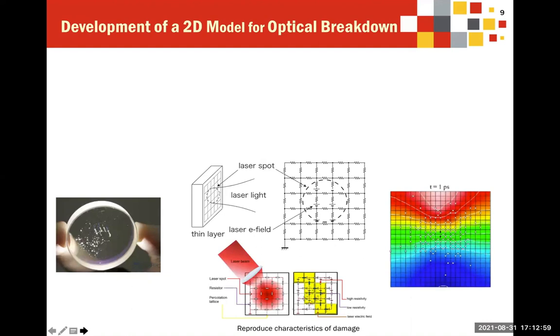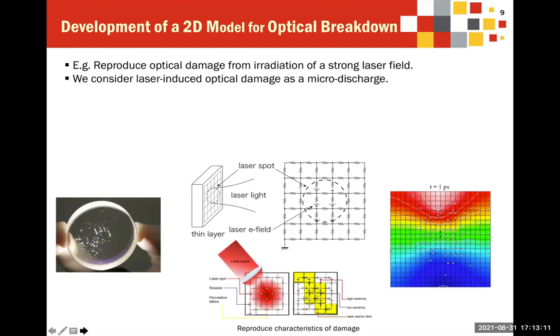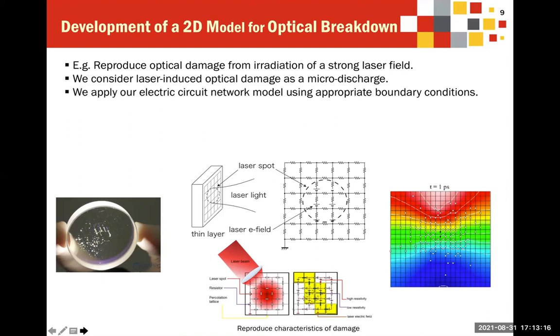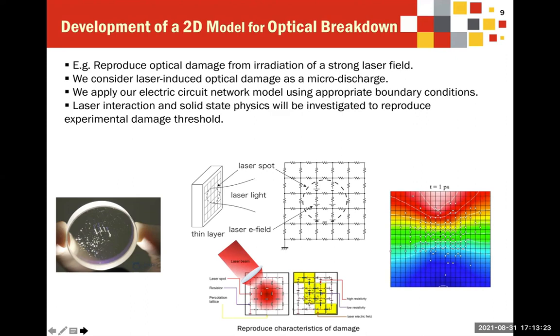Eventually, we extend our model to a 2-dimensional system to recreate and reproduce discharge or optical damage due to the strong laser field irradiation in an optical material. We consider laser-induced optical damage as a microdischarge in this model, but we apply our electric circuit model using appropriate boundary condition per material. The laser interaction and solid-state physics will be investigated to reproduce the experimental damage threshold. This prediction will depend on the material properties.